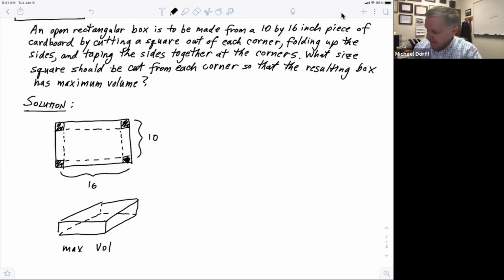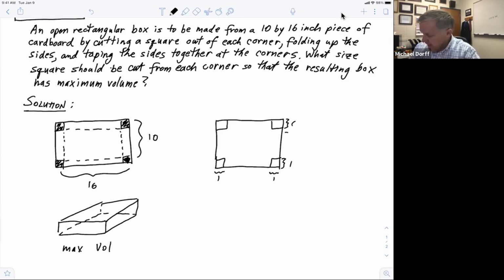So let me just give you an example. Suppose I were to take out the squares on the corners, and say these were 1 inch each. So we have 1 inch there, 1 inch there, and so forth. Then the length that remains here would be 8, so that the whole width is 10. And likewise, on the length, I'm taking out 1 inch and 1 inch, so this would now be 14 inches, so that 1 plus 14 plus 1 gives me 16 for the total bottom length.